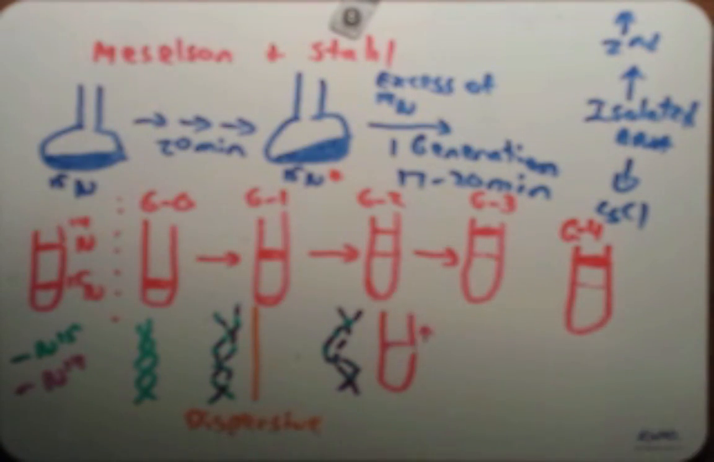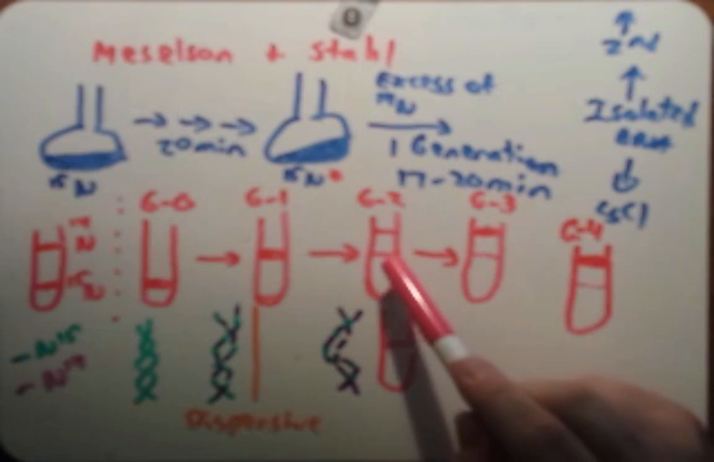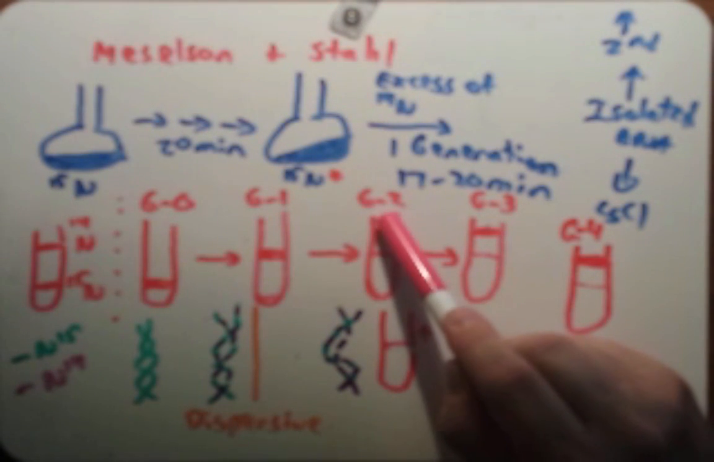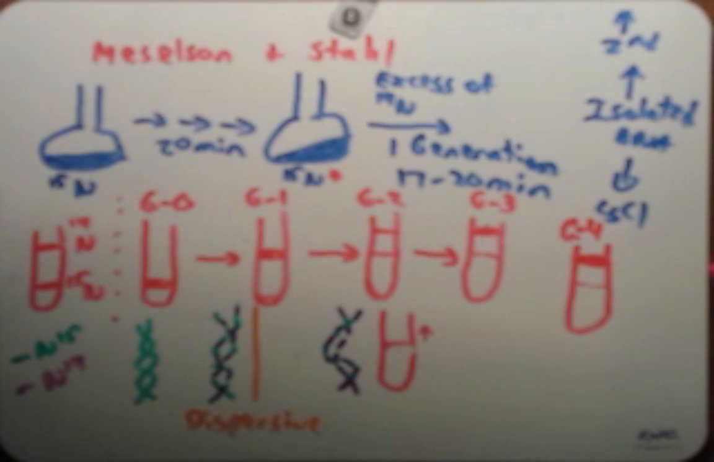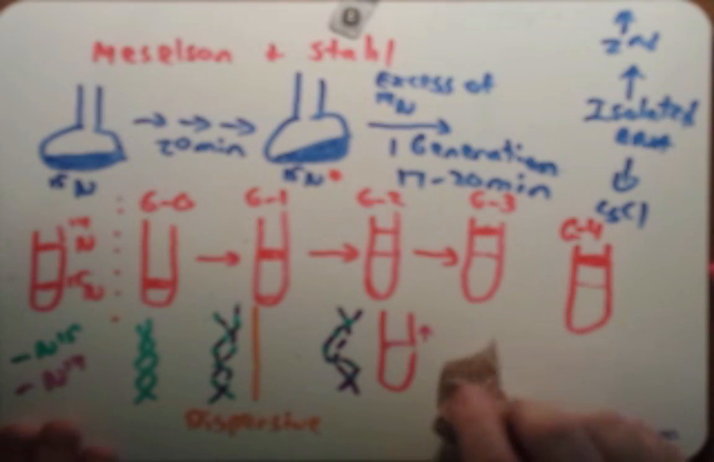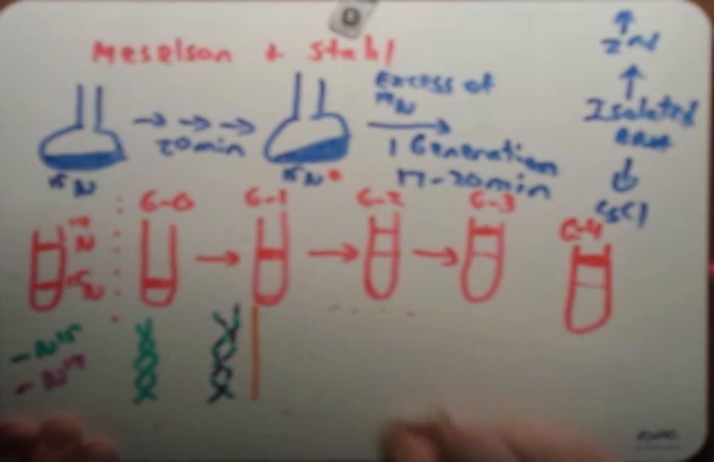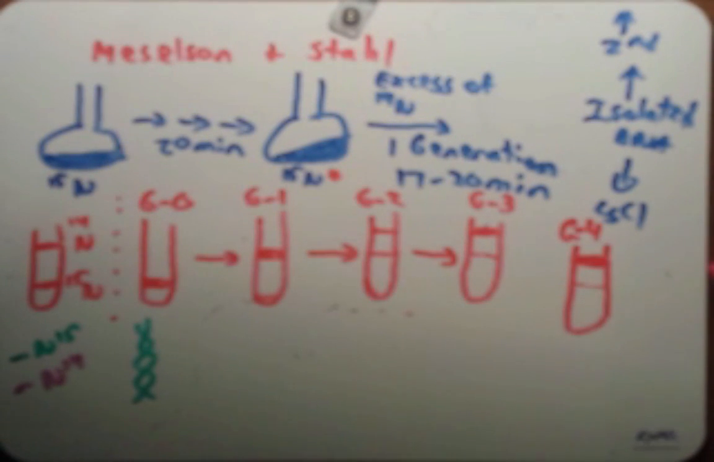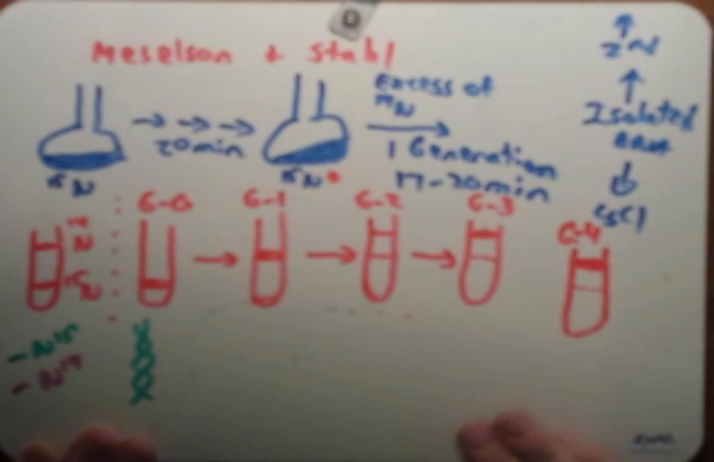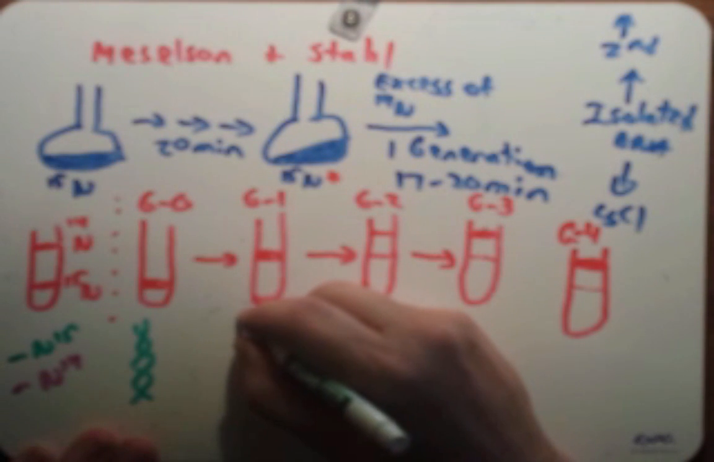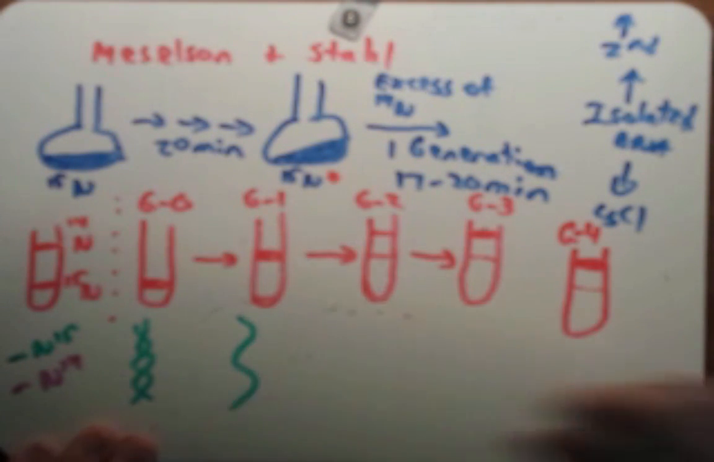But is that what we see here? No, we don't. We continue to see this one in the middle, and now we see one fully at the N14. So it's not likely to be the dispersive model. So let's erase that. And let's go ahead and erase the word dispersive just so we don't get confused. And we'll erase that molecule as well. And let's redraw the molecule as it would look if it were semi-conservative.